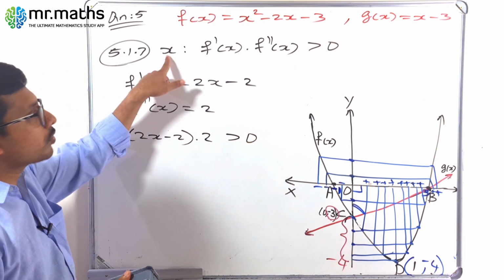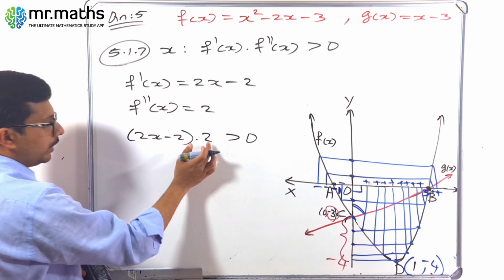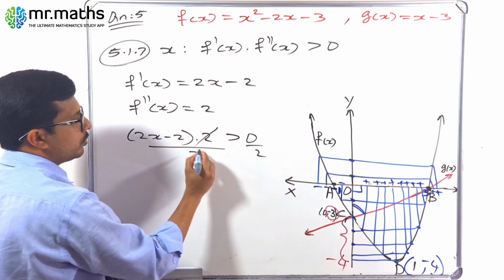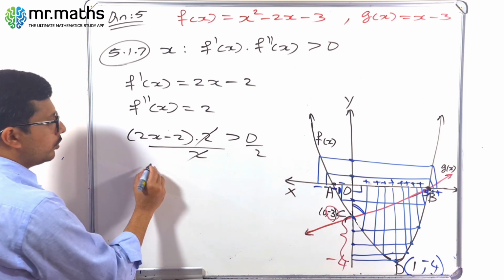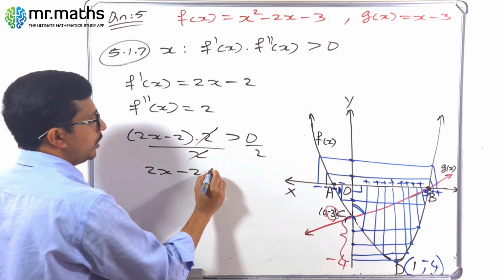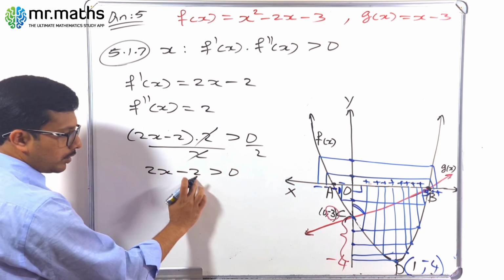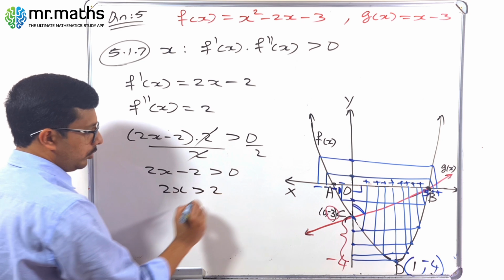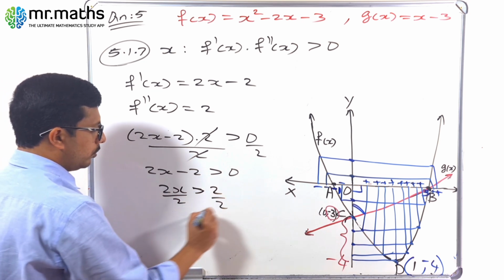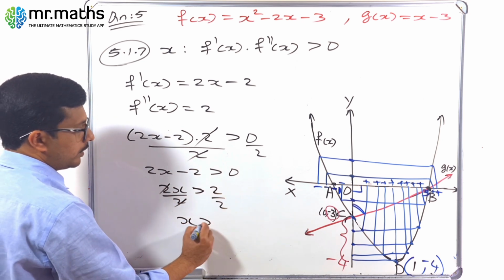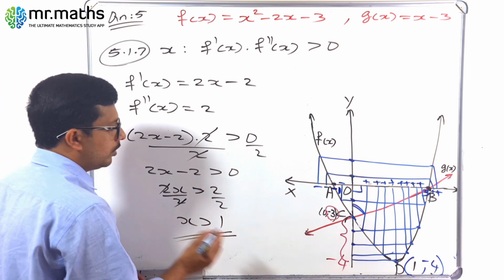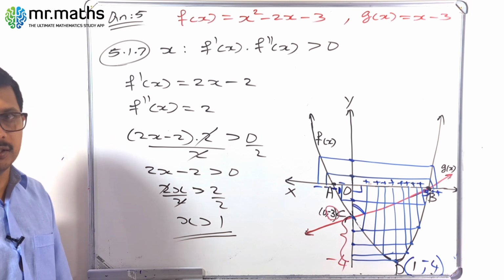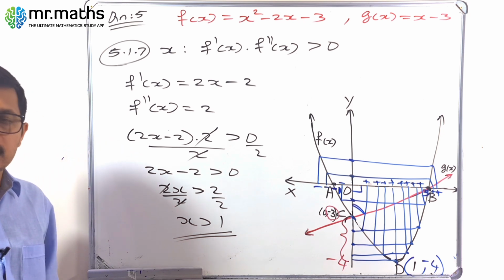So you have to find the values of x. So expand the bracket. Or you can see that if I divide both sides with 2, this 2 and 2 cancel, 0 by 2. So remaining is 2x minus 2 is greater than 0. Take this minus 2 to the other side. So it is 2x is greater than 2. Divide both sides with 2. So the 2s cancel. x is greater than 2 by 2, which is 1. So what are the possible values of x? x is greater than 1. That is question number 5.1.7.